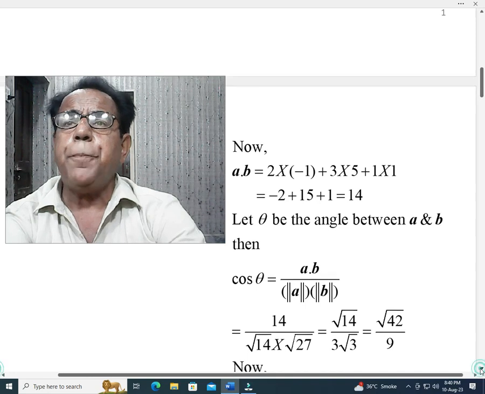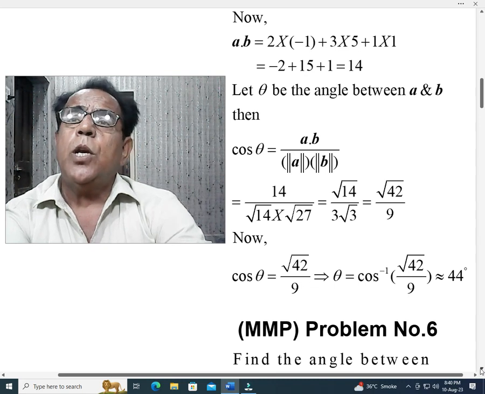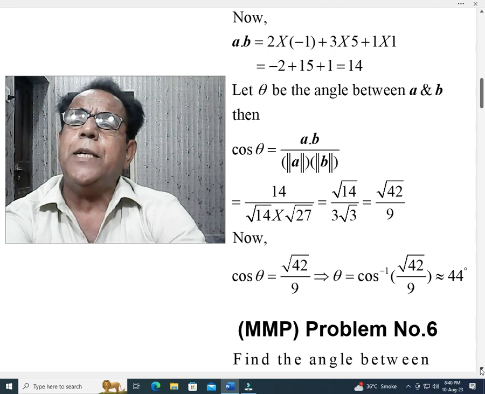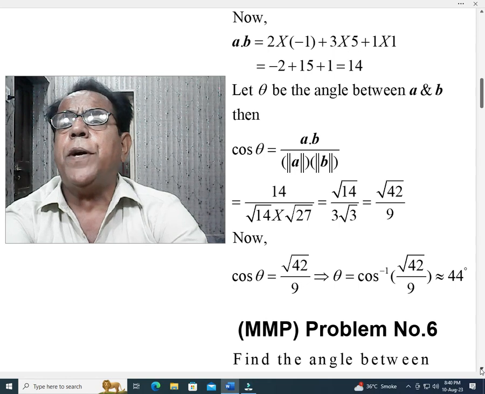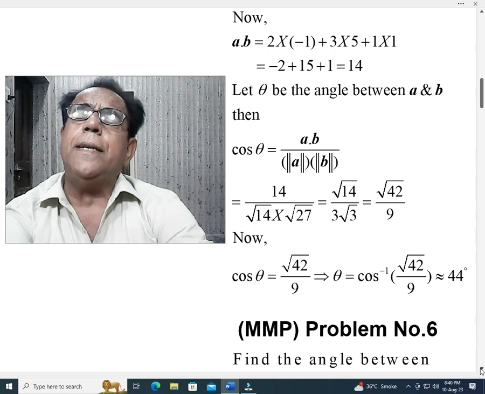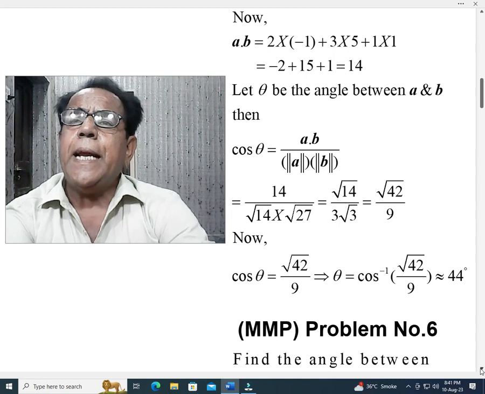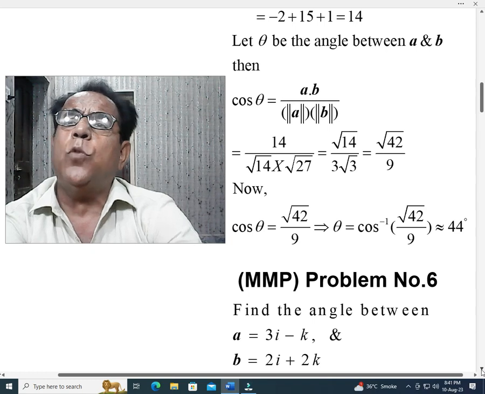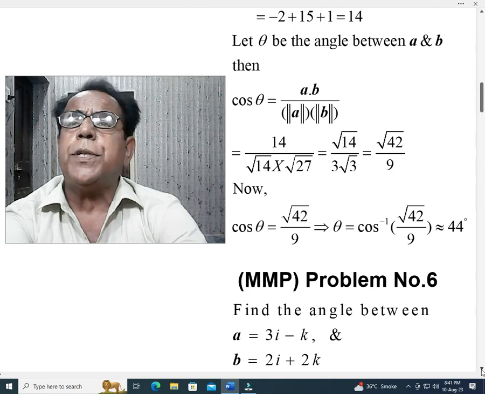Let theta be the angle between A and B, then by definition cos theta is equal to the dot product of the two vectors divided by the magnitudes of the two vectors. Cos theta is equal to A dot B over magnitude of A into magnitude of B, or in other words absolute value of A into absolute value of B, or A norm into B norm. It becomes equal to 14 divided by square root of 14 into square root of 27.